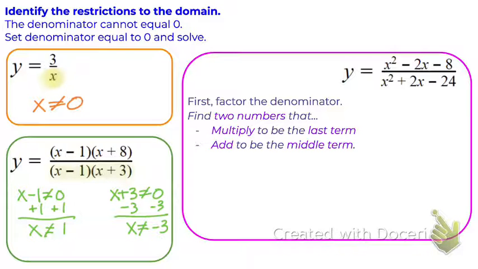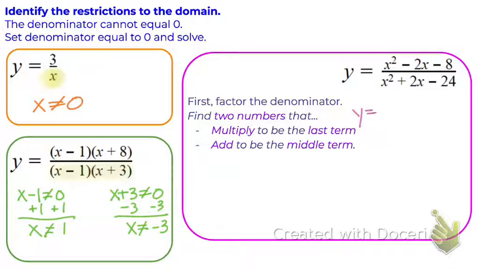For the one on the right, we need to first factor this in order to find the restrictions. We need to turn that denominator into a multiplication problem so we can use that zero product property like we did in the green example. So let's factor the numerator and the denominator.